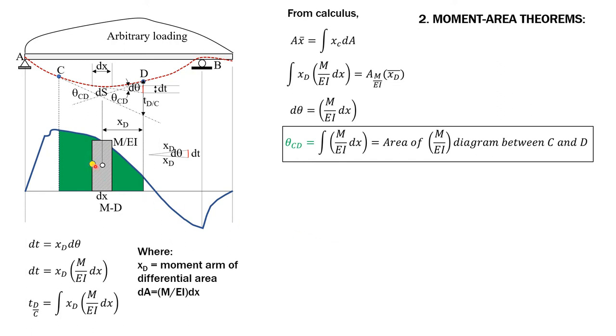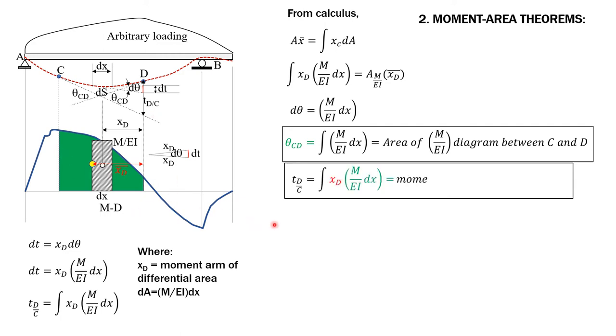Likewise, if this yellow point here represents the centroid of this green area, then the moment of this green area with respect to this point D here, which we will call x̄D, is simply the deviation of point D relative to the tangent at C. So the deviation of point D relative to the tangent at C is equal to the integral of x sub d times M over EI dx, or simply the moment of the moment diagram between C and D with respect to D. And this is positive because the area is positive and x̄d is positive, and geometrically speaking, it is positive because point D on the elastic curve is above the reference tangent at C.